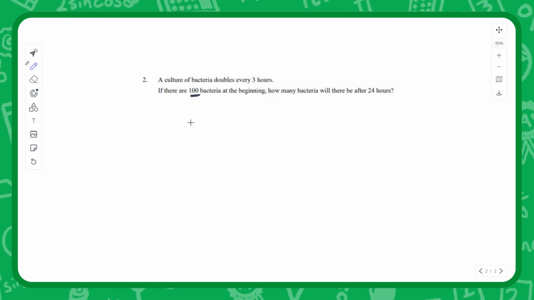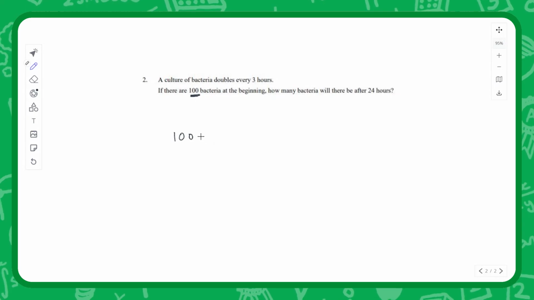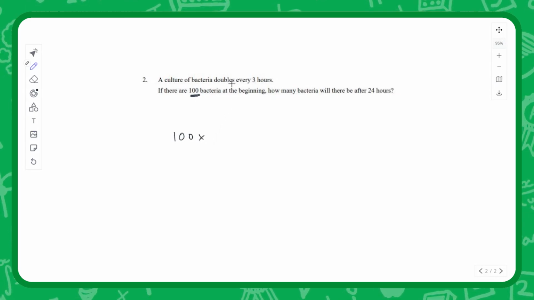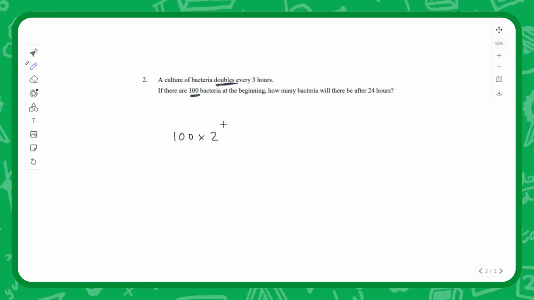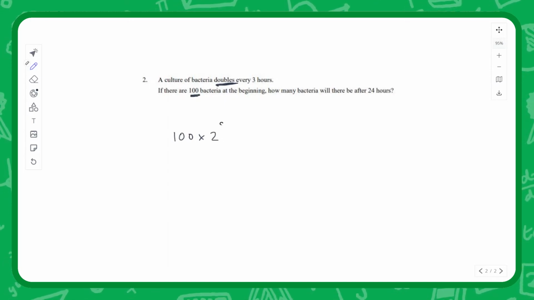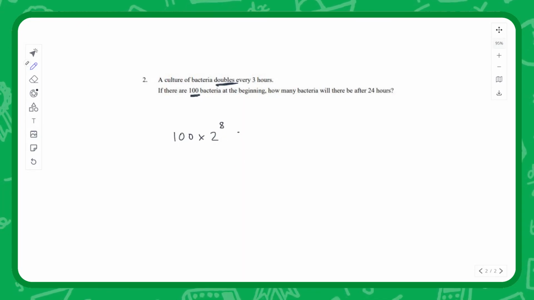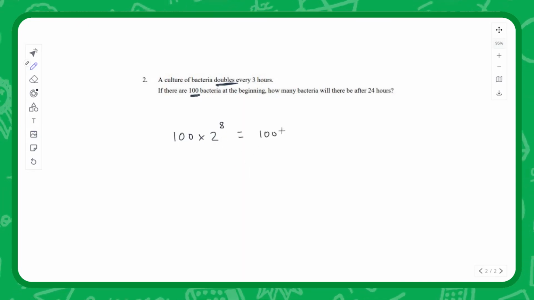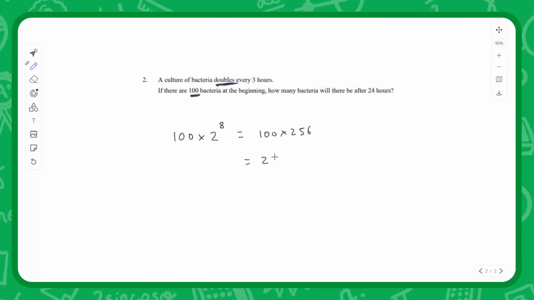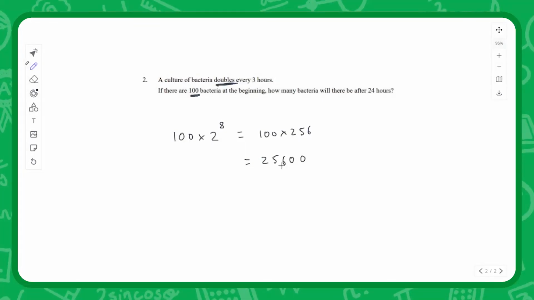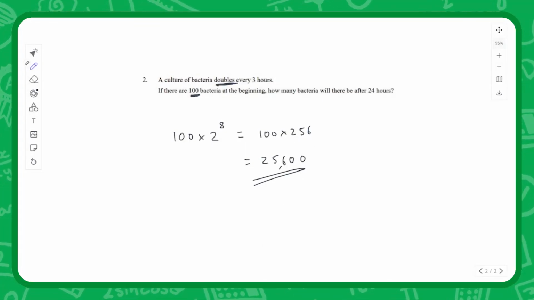And so just like we did on the previous page, I've got my start number, which is 100, times my scale factor. Well, I know it doubles every 3 hours. So my scale factor is going to be 2. And the power is going to be 8, right? That's how many jumps we've got. Well, 2 to the 8 is 256. So it's going to be 100 times 256, which gives me 25600. And that's my answer. And that is the end of sequences.